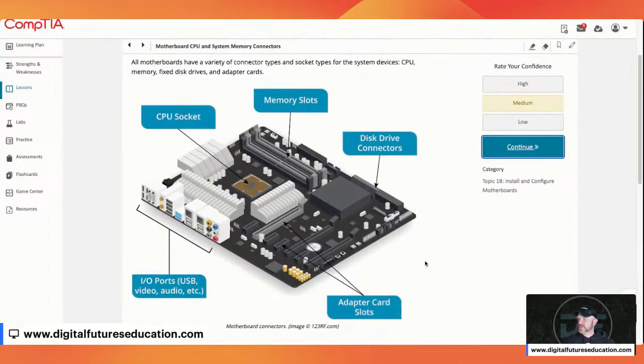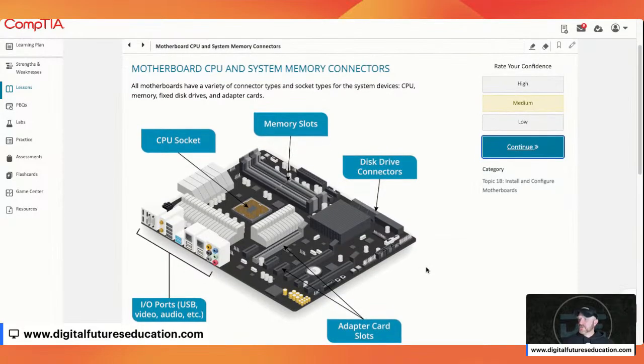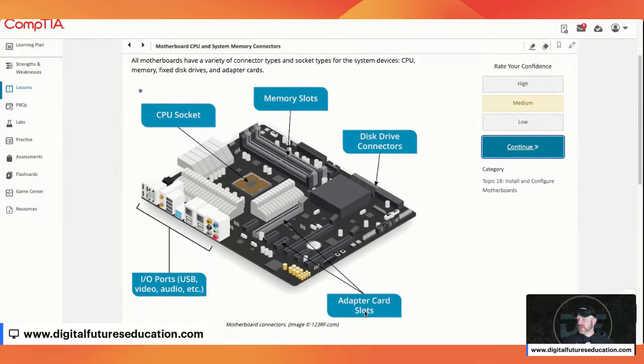So here we're getting into the motherboard, CPU, and system memory connectors. All motherboards have a variety of connector types and socket types for the system devices: CPU, memory, fixed disk drives, and adapter cards. So here we have the slots for the RAM, memory slots, the disk drive connectors, adapter card slots, the I/O ports, and also the socket for the central processing unit, that CPU. The brain of the computer goes right here with the CPU. That RAM memory goes into the memory slots here. We have the spot for the disk drive connectors and adapter cards, and then the ports.